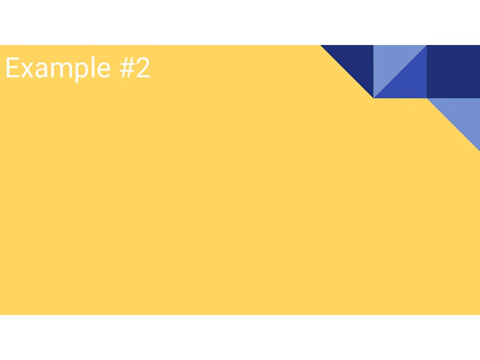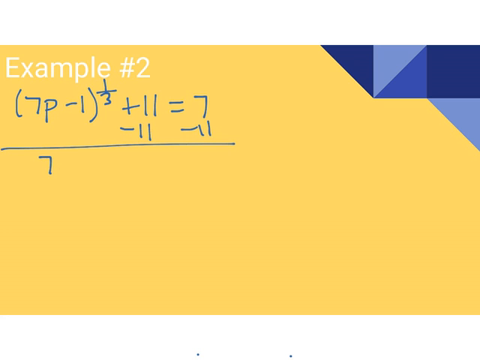Let's go on to our last example for this set of notes. I'm going to actually show you using a different radical this time. So 7p, let's use a different variable too, to the 1/3 this time, plus 11 equals 7. Okay, so let's get our exponent by itself. I need to subtract 11 this time, so I have 7p minus 1 to the 1/3 equals a negative 4. And then I have my exponent by itself.